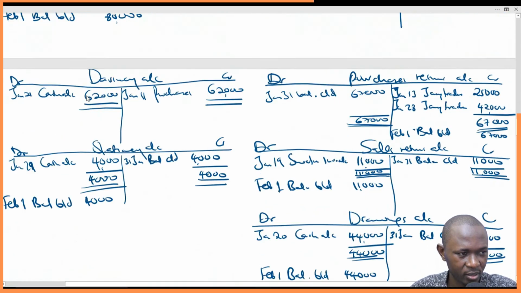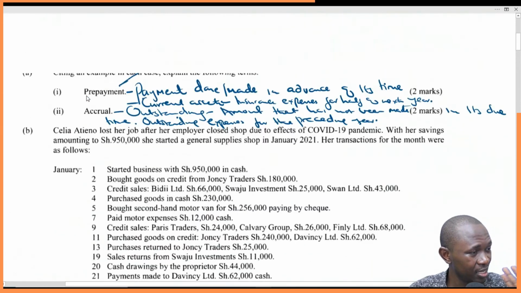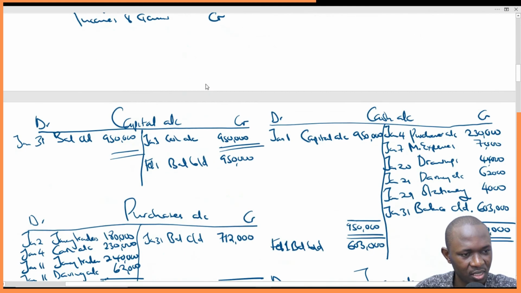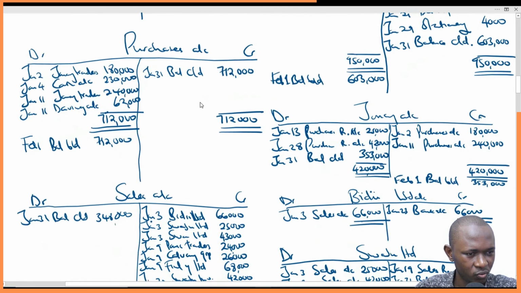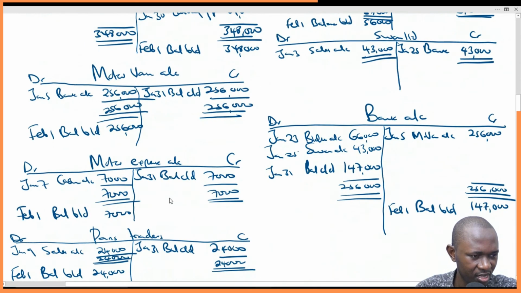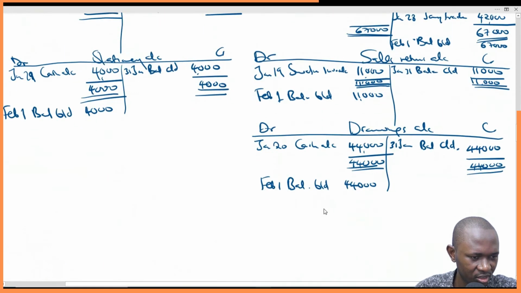So we are done with the first part. This is question 1B1. We should be able to get 12 marks. And I believe this should be 12. 1, 2, 3, 4, 5, 6, 7, 8, 9, 10, 11, 12, 13, 14, 15, 16, 17, 18, 19, 20.